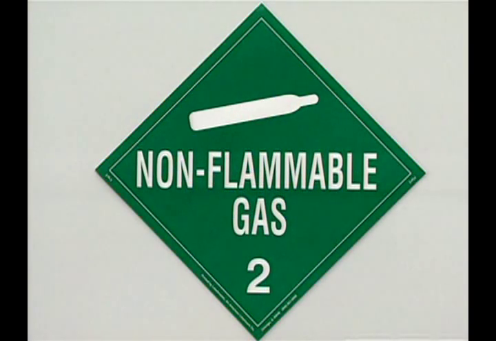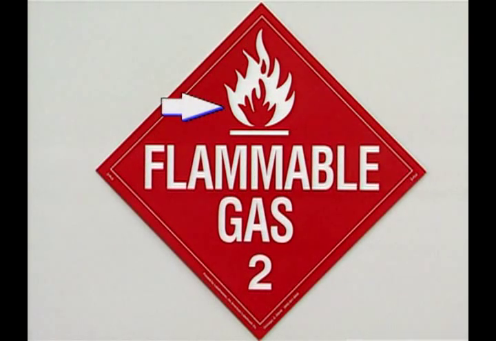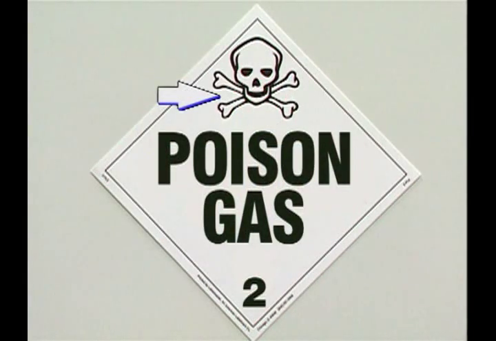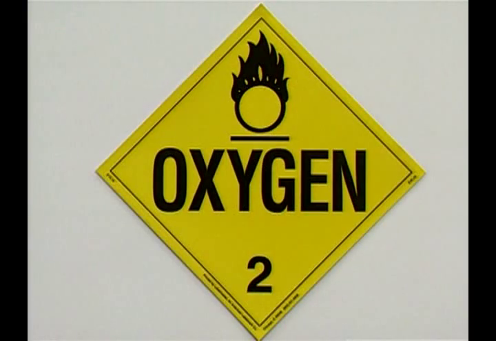The second class, gases, has 4 different colors used for the placards. Non-flammable gases are green, with a cylinder symbol in the upper part of the placard. Flammable gases are red, with a flame symbol. Toxic or poison gases are white, with a skull and crossbones symbol. And oxidizer gases, such as oxygen, are yellow, with a flaming circle symbol.